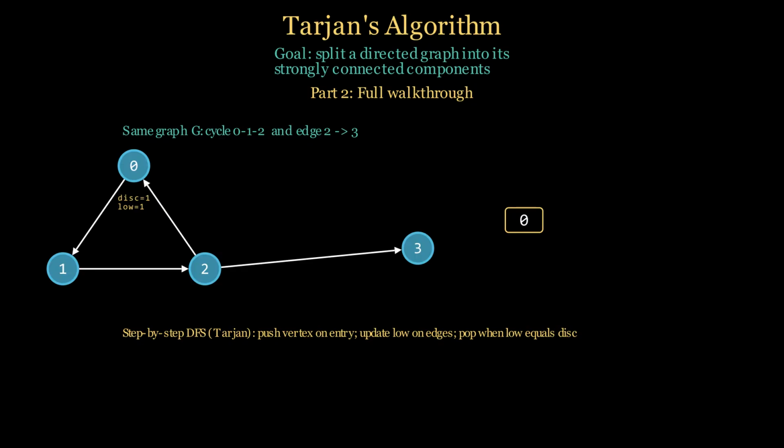Start depth first search at vertex 0. It is the first discovery, so disc and low are both 1. Push 0 onto the stack. New pushes go on top, same layout we used for Kosaraju.